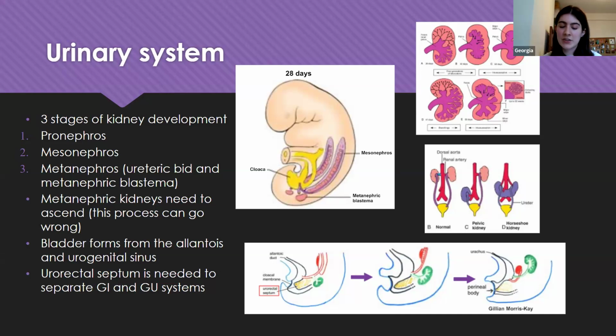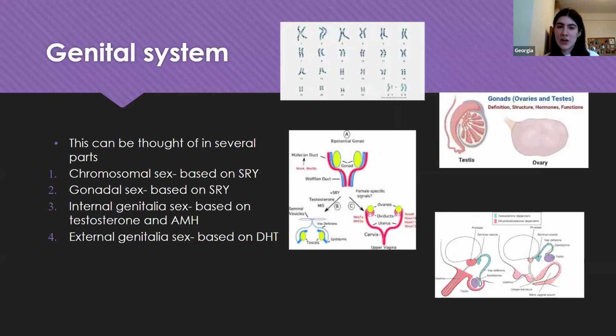Now, in the initial stages of development, the cloaca that we talked about before acts as an opening for both the urogenital and gastrointestinal systems. Obviously, that's not how it occurs in the adult human, and so this needs to be separated. And so the separation is done by the urorectal septum, so you have different openings for the urogenital and gastrointestinal system. And then the bladder is connected to the kidneys by the mesonephric ducts, so the mesonephric duct forms the ureters.